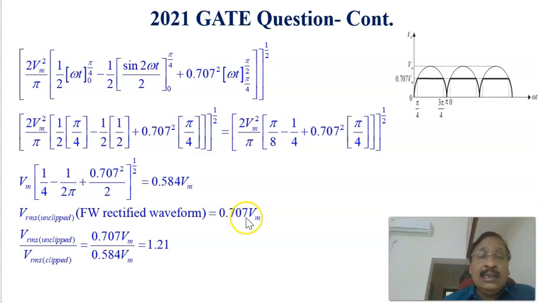The question is, what is this ratio, RMS value of the full wave rectified waveform to the RMS value of the clipped waveform. Therefore 0.707 Vm divided by 0.584 Vm, which is equal to 1.21. Therefore the answer is 1.21.